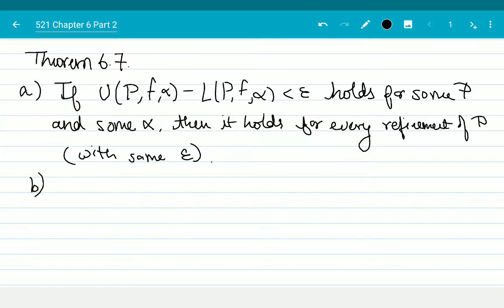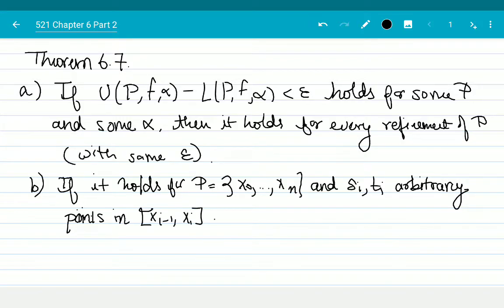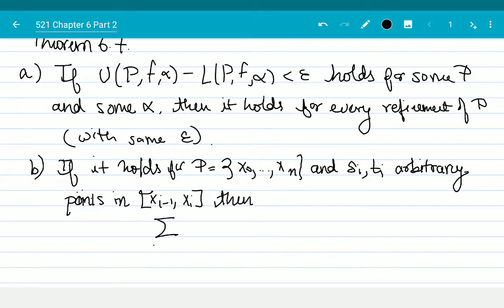Second, if it holds for P equal to x0 to xn, and I have si, ti arbitrary points in x_{i-1} to x_i, then the summation i equals 1 to n of |f(si) minus f(ti)| times delta alpha i is smaller than epsilon.